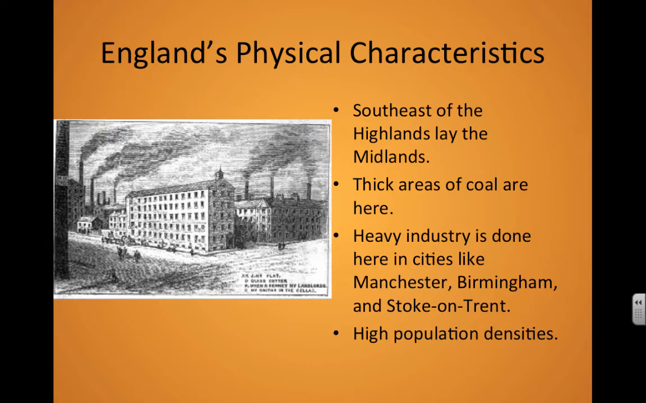A short distance to the southeast are the Midlands. Here lie very thick veins of coal that helped fuel the country's industrial revolution. Factory towns like Birmingham, Manchester, and a city called Stoke-on-Trent still darken the air with fumes from their mills. Heavy industrial development means that some of England's highest population densities are in the Midlands. And you can see here in this picture, which is very old, they've been fueling industrial activity here for centuries.